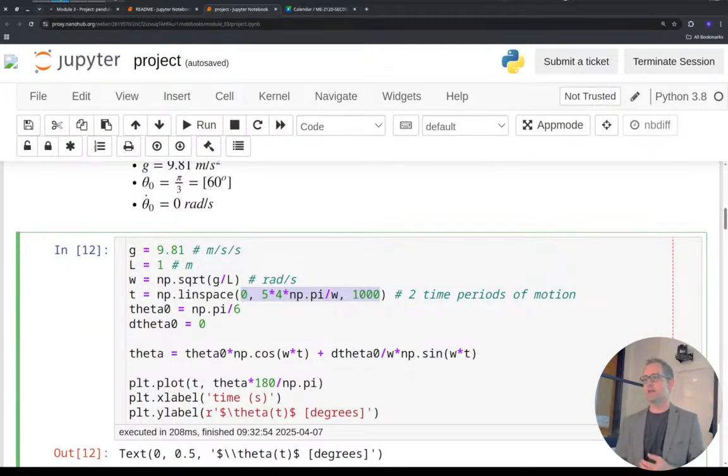Would 20 times pi over w get the same thing? If you just got rid of the 5 and the 4 and just put 20? Yeah, that would work. It's still the same. There was already a 4 pi, so I just said if we want 10, then let's do 5 times that.